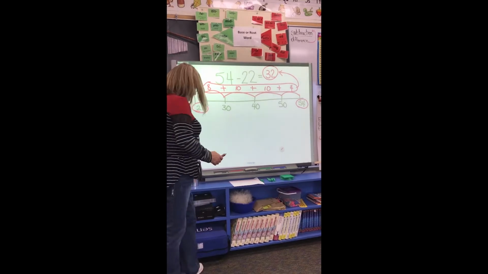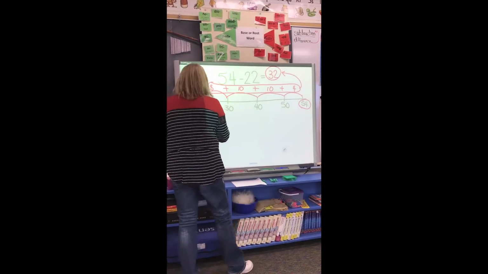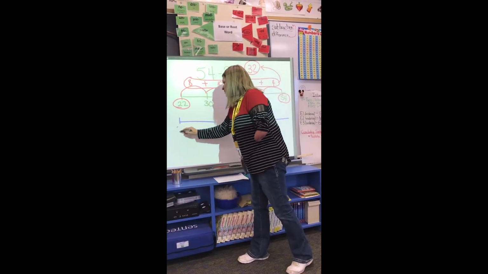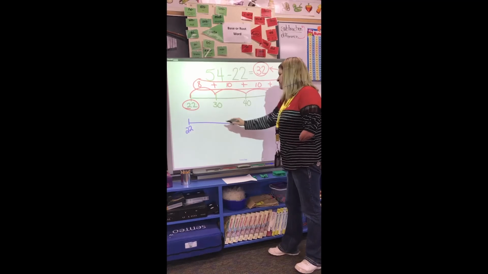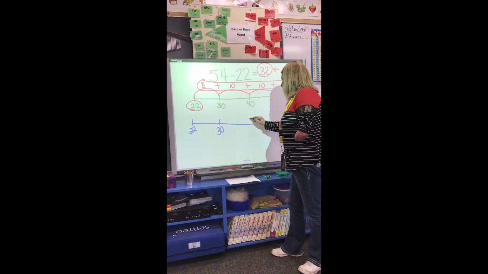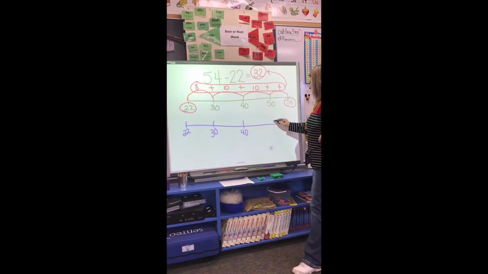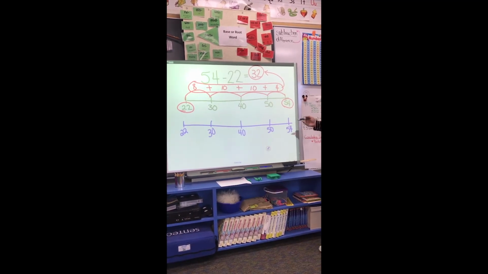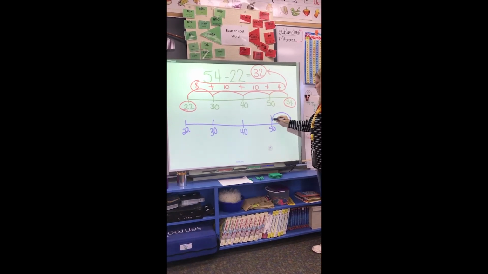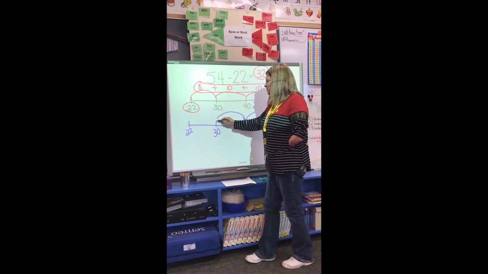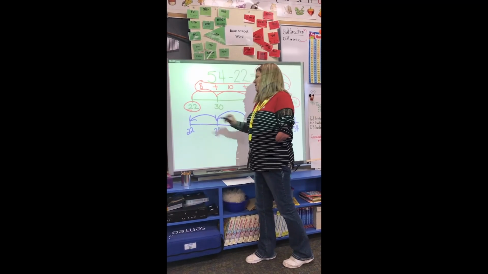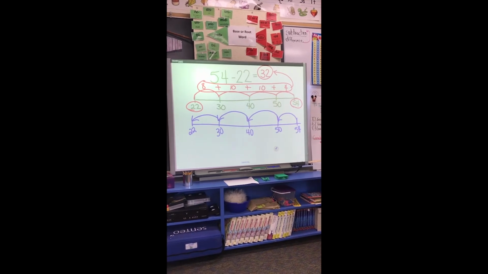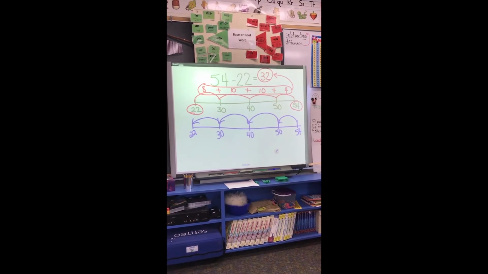Now, if you don't like to add, you could do the same thing. And this time, I'll start at 22, and I will put my benchmark numbers in. And you could subtract. You could go back, and your answer will still be in the jumps, but you will still get the same answer. So some kids like to jump back, some kids like to count on.